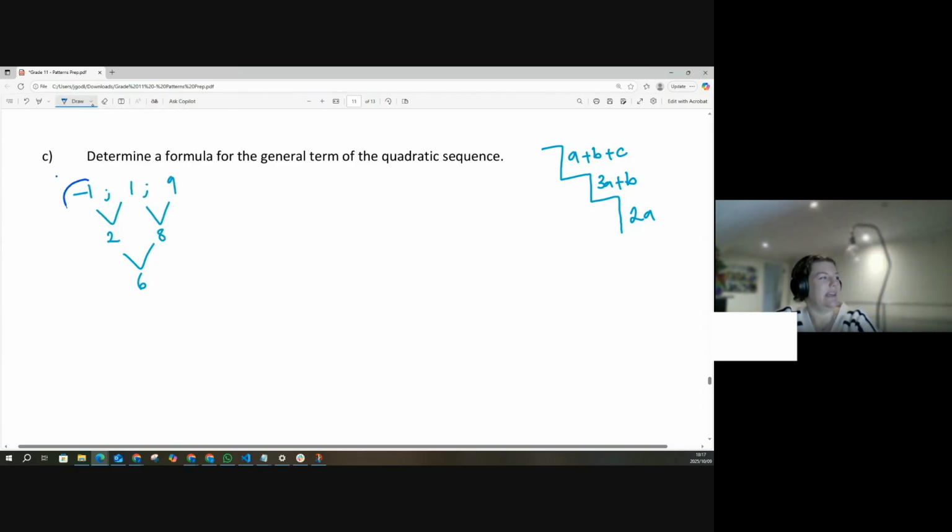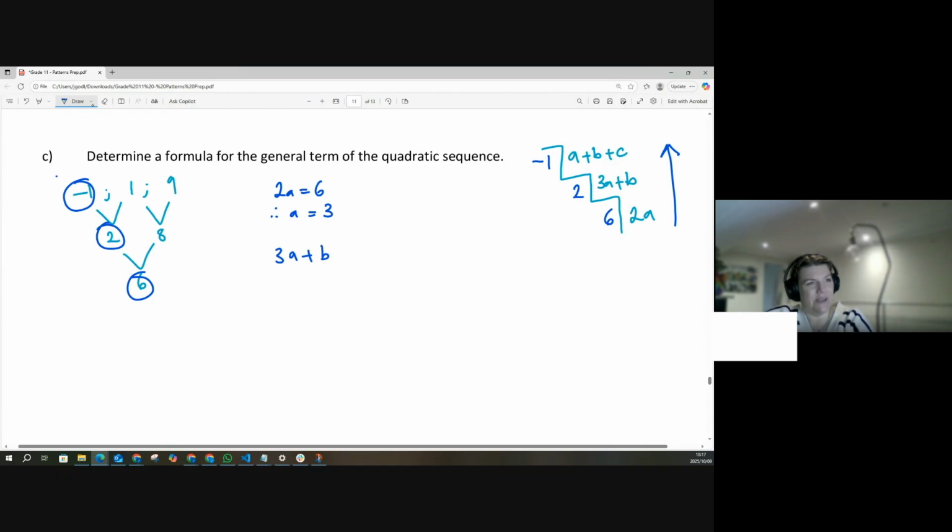Alrighty, we care about these three terms: -1, 2, and 6. And we work from the bottom up. So 2a is equal to 6, therefore a is equal to 3. Cool.